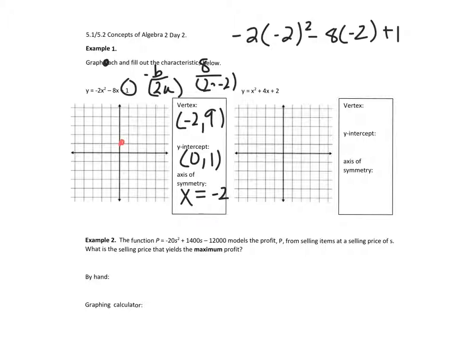So if this is my axis of symmetry, I can use a corresponding point on the other side. So if this is 2 units away, this is 2 units away. So now I have this parabola that opens down. If you want to get more specific points, you can plug in more numbers for x and see what y is.